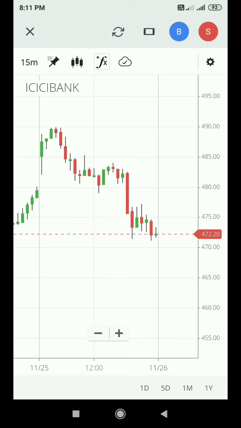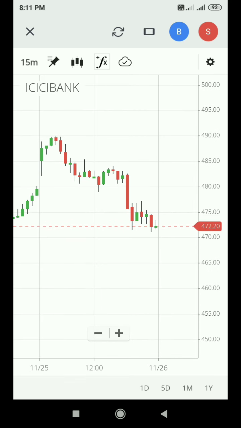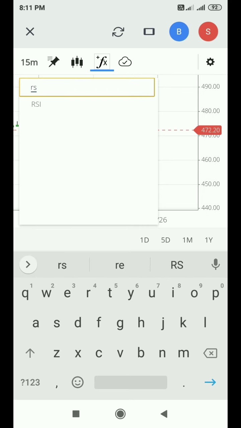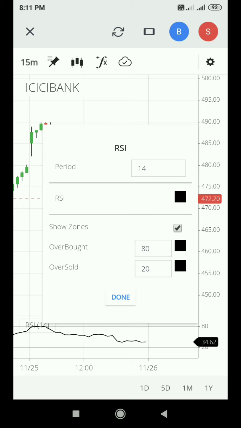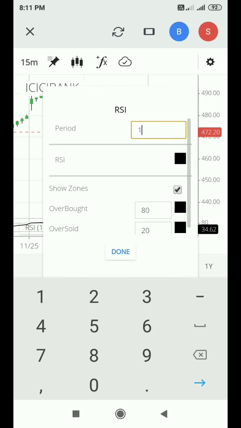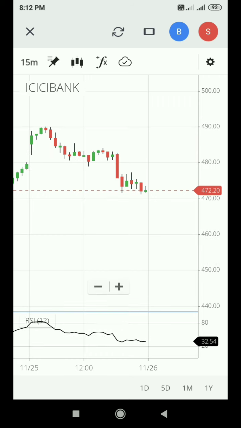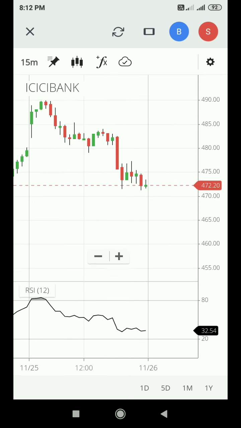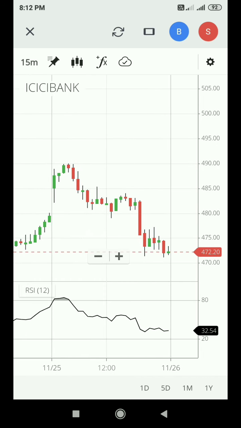That means in profits. Select the indicator through the indicator section, meaning RSI, Relative Strength Index, and after that give the period 12 instead of 14, keep all other requirements as they are, and apply it. You have to see here that RSI is in the overbought zone.